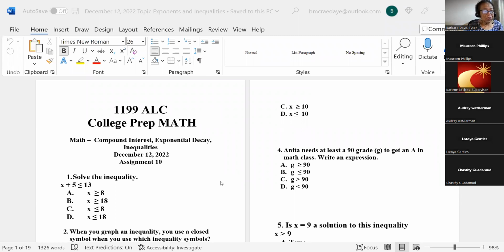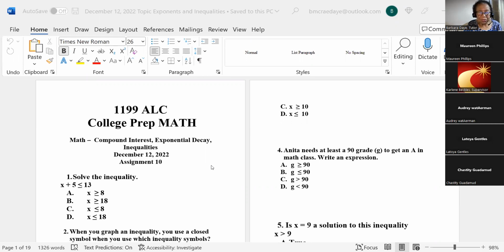Okay, so we're starting our college prep math with our compound interest, exponential decay, inequalities, and we'll start with our last assignment.